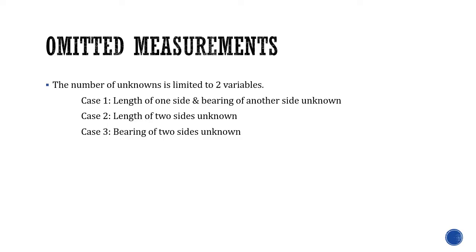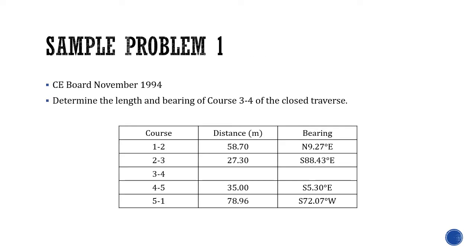Okay, so for that reason, you can expect that ang mga unknown lang na mawawala doon sa mga problems natin ay dalawa lang, no? Pwedeng length and bearing, pwedeng dalawang length, or pwedeng dalawang bearing. Okay, so yun lang yung mga cases na pwede mong ma-encounter kapag nag-discuss tayo ng omitted measurements. And kapag tatlo or apat na yung nawawala, or lima or anim, hindi na natin kayang kunin yun, kasi masyado ng maraming unknowns, and so hindi na natin siya kayang i-back solve. So dalawa lang. Yan, so para mas maintindihan natin, let us try to solve sample problem 1.